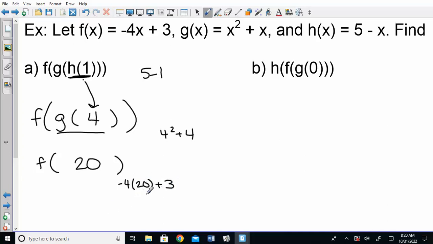Negative 4 times 20 is negative 80, plus 3 is negative 77. Negative 77. You guys do b.